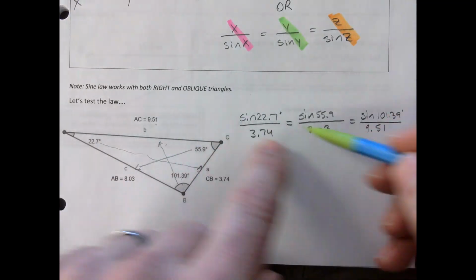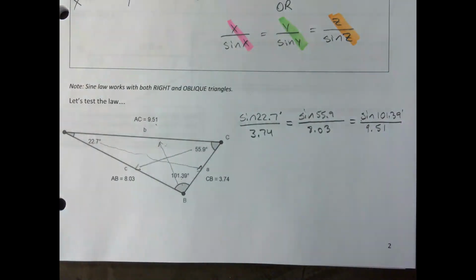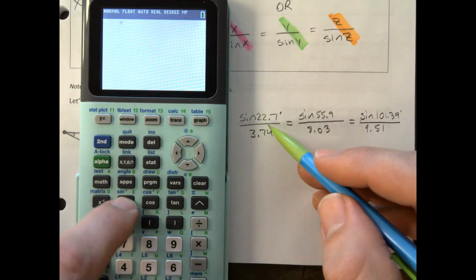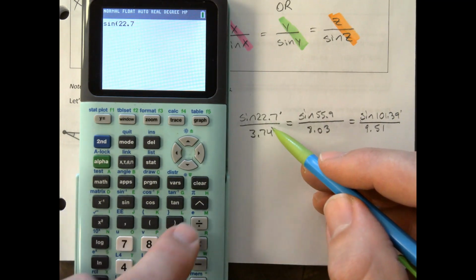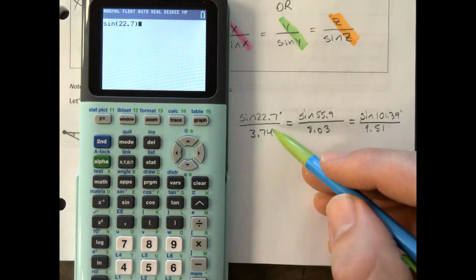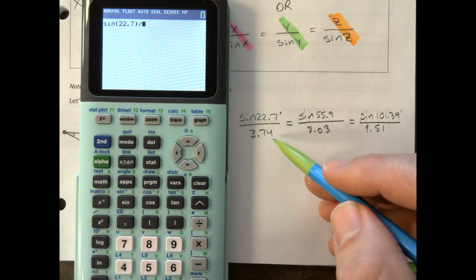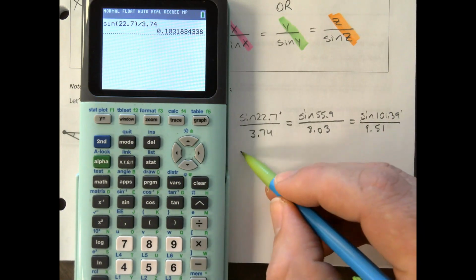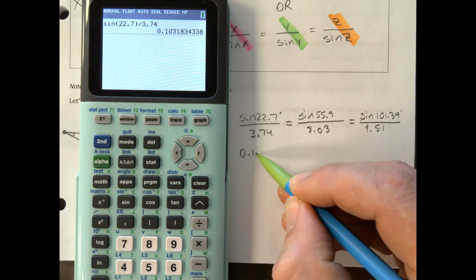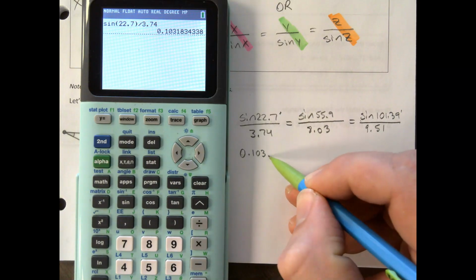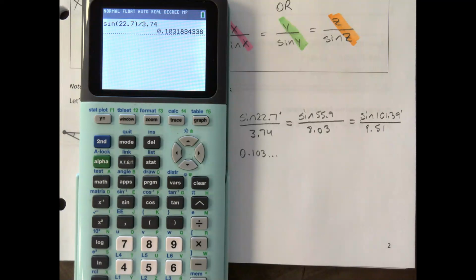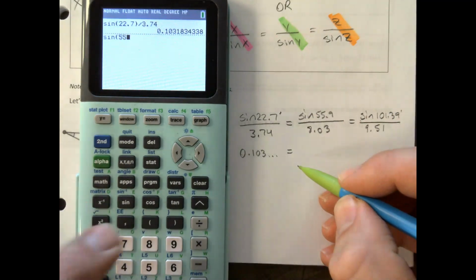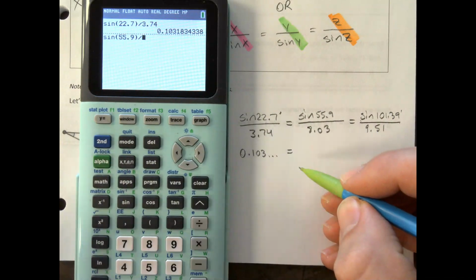So let's do this. Type in at least one so you know how to do it. Okay, so sine of 22.7, okay? Close the bracket there. It's safer to do so. Divide by 3.74. You should get 0.103 and something. We'll just go dot, dot, dot. Is equal to sine of 55.9 divided by 8.03.